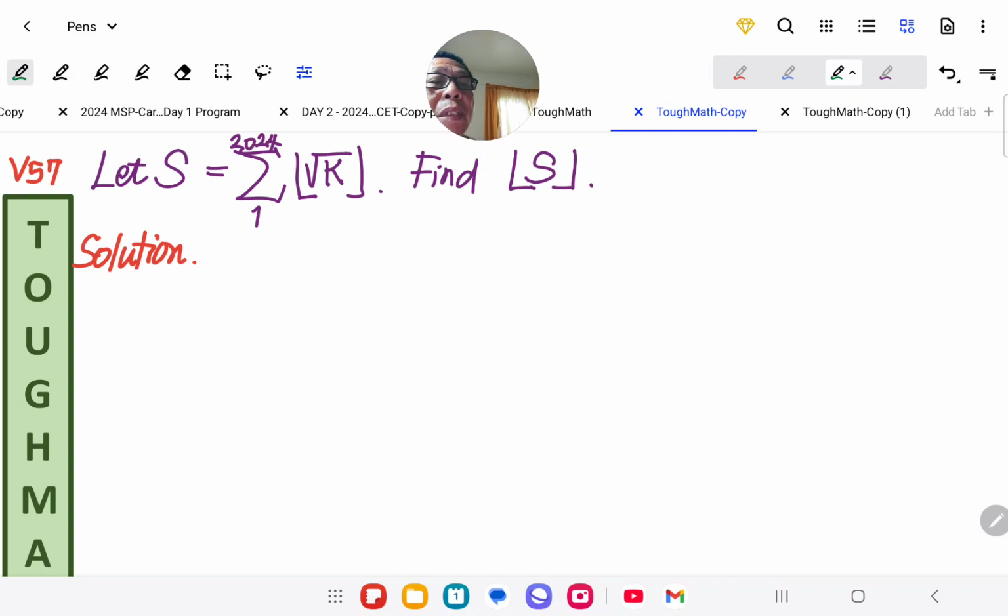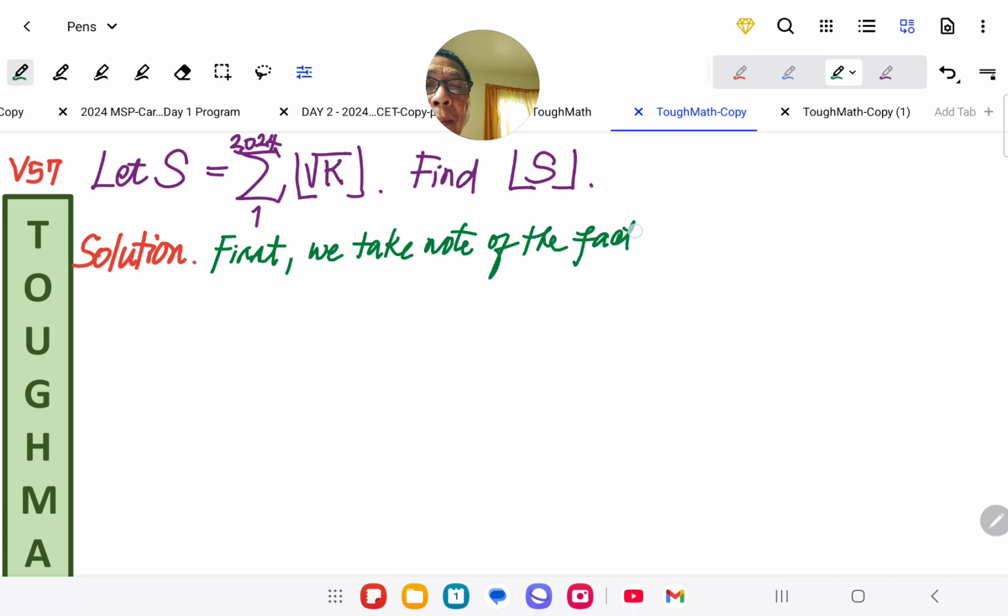Okay, so first, we take note of the fact that 2024 is equal to 45 squared minus 1.